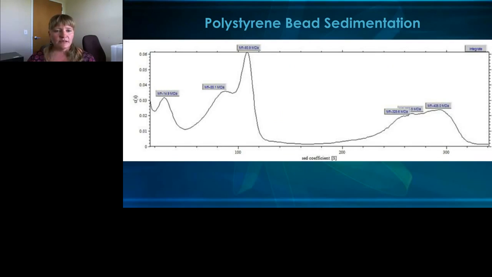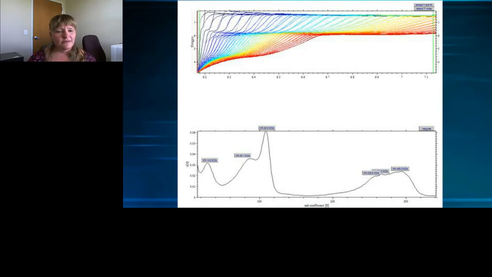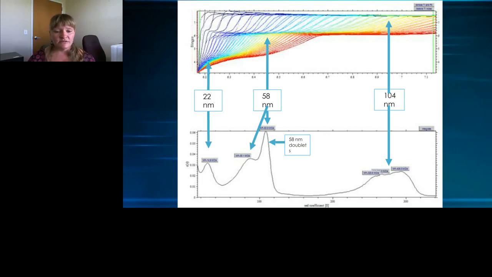So for example, here are our standard beads. We ran 22, 58, and 104 nanometer beads individually and together, as seen in this graph, to determine if the resolution of the interference module was great enough to see the 30 nanometer resolution. As seen in the sedimentation curve, there are 3 populations.